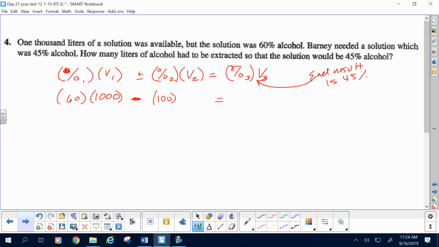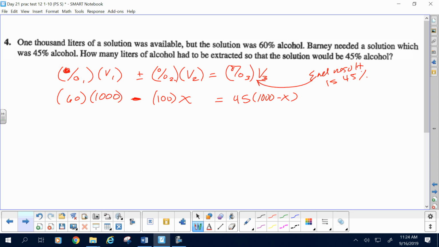And what's the volume of pure alcohol that's going to be extracted? We don't know. How many liters of alcohol should be extracted? That is the unknown. We do not know. I'll call it VA, whatever you want to call it. Equals what? 45 of V3? We don't know that either. But we don't want two variables. What do we call that last volume? X plus 1,000 or 1,000 minus X or X minus 1,000? 1,000 minus whatever we take away would be the volume of the last.